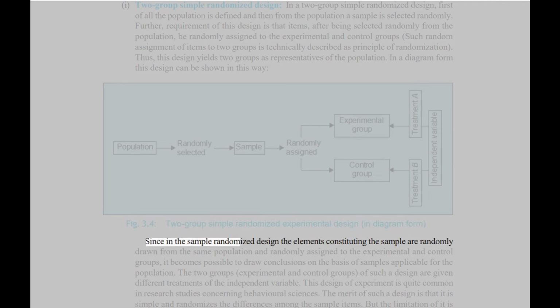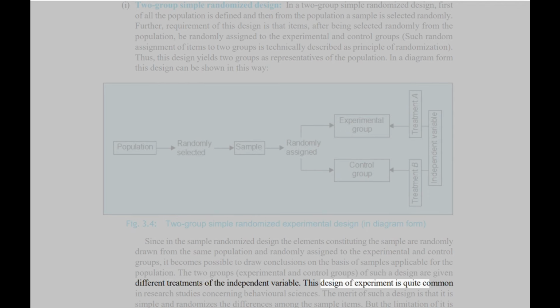Since in the simple randomized design the elements constituting the sample are randomly drawn from the same population and randomly assigned to the experimental and control groups, it becomes possible to draw conclusions on the basis of samples applicable for the population. The two groups, experimental and control groups, of such a design are given different treatments of the independent variable.